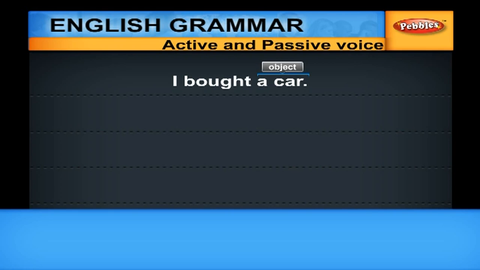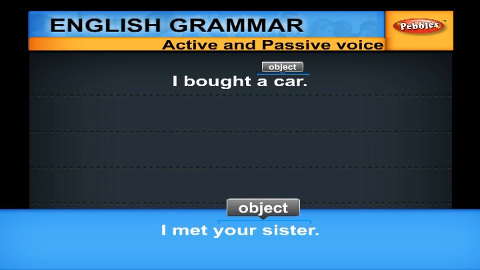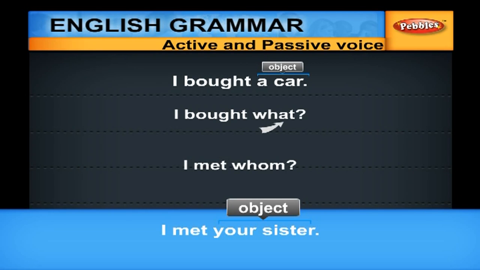Let me give you another example. I met your sister. I met whom? Your sister. Whom did you meet? I met your sister. Here, your sister is the object. Remember, to find out the object of a sentence, ask the question what or whom after the verb.